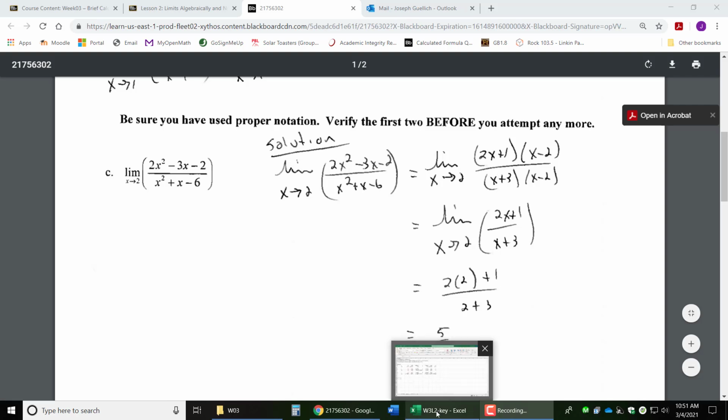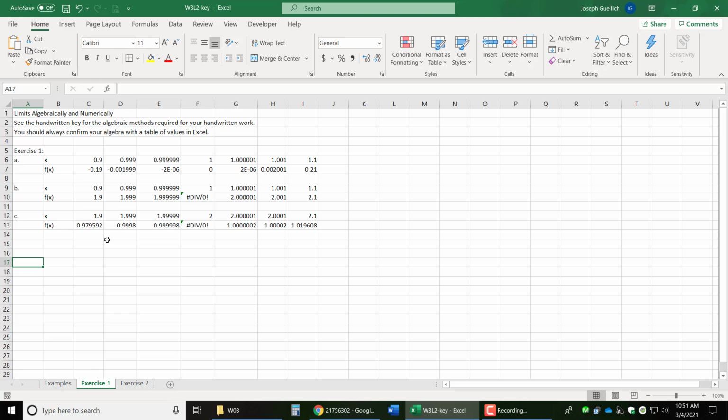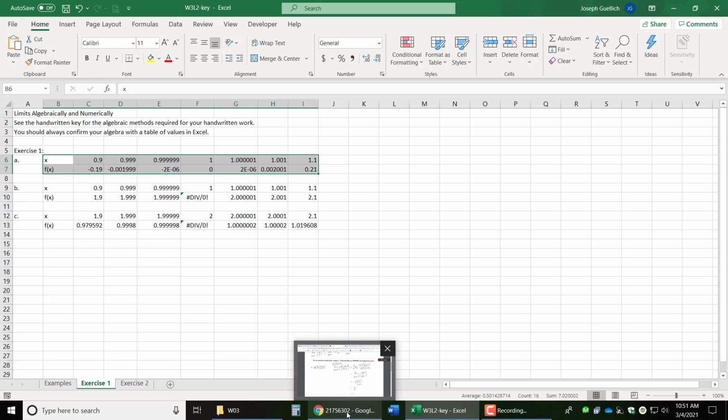I did do these in Excel, but remember, this work in Excel is just to help you. It is not the work that is part of the grade. The algebraically is the writing. So make sure you know what to write, and then use Excel just to reinforce your answer so that you know your algebra is correct.